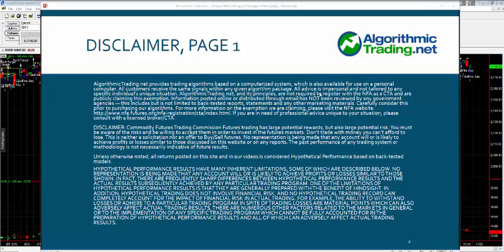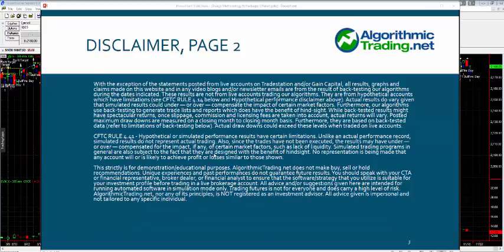Keep in mind that trading futures and options involves substantial risk of loss. These algorithms are really not for everyone. They should be traded with risk capital only, in our opinion. And lastly, the data that we show, unless otherwise noted, is based on hypothetical backtested models, and it does have certain limitations per the disclaimer here. So feel free to read this. You can pause the video and read it more carefully.